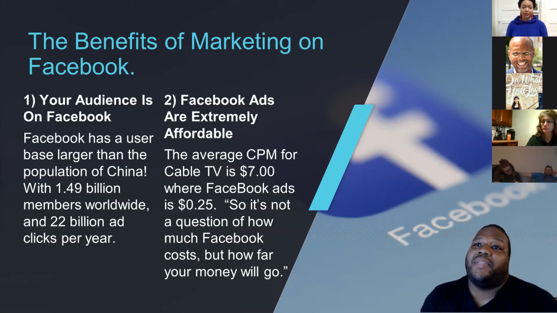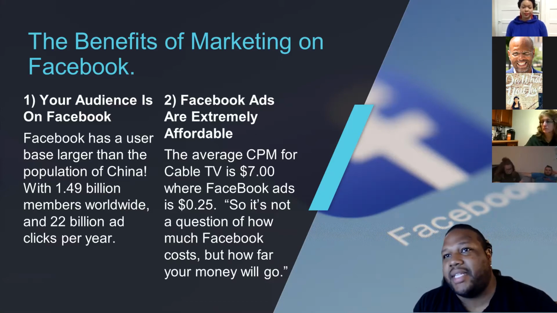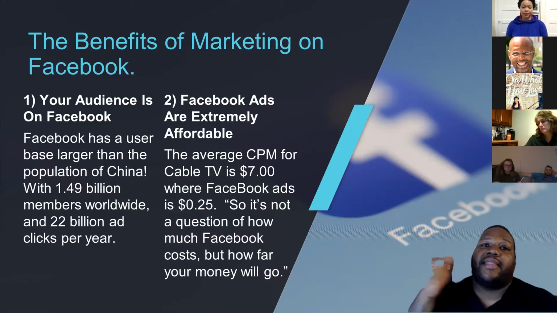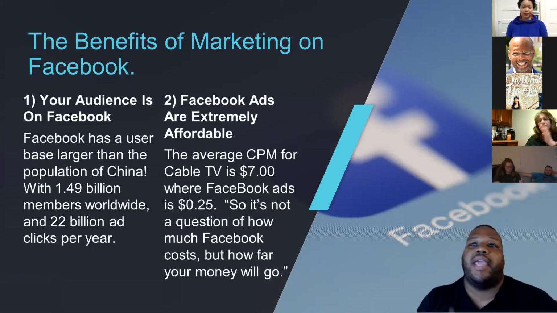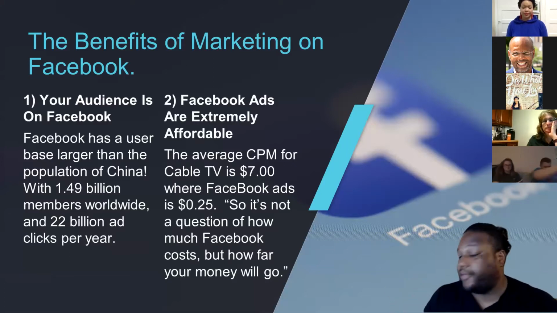Facebook ads are extremely affordable, very, very affordable. So the average CPM, which is cost per mille, meaning 1,000. For every 1,000 people you want to reach on cable TV, that's roughly $7 per 1,000, whereas on Facebook ads, you can roughly get there for 25 cents. So Facebook ads are extremely affordable in the grand scheme of marketing.